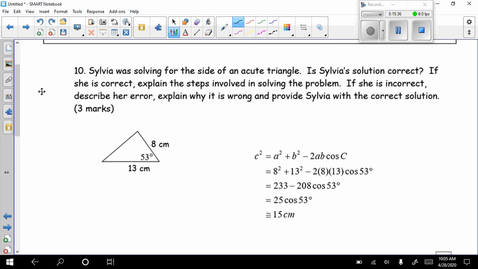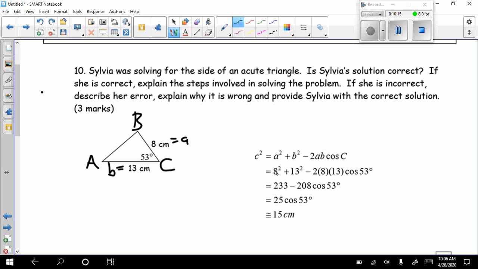Okay, so you can see that definitely Sylvia was using the cosine law here because she had two sides and a contained angle, so that part was correct. And it looks like she has called this capital C, because I can see that she substituted 53 in there, and it looks like she has called this capital A and this little a, and this capital B and this little b. I can just see by how she substituted it in there. So it's all looking pretty good so far.